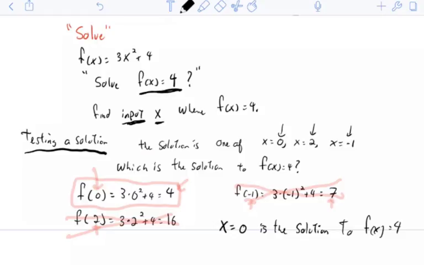Okay. So at this point in the game, we don't have any strategies for solving polynomials. We'll go over some soon. But the thing you need to know is that we can use evaluation to test a specific solution. And when you hear people talking about, hey, solve this, solve that, this is essentially what they're referring to. We're giving you the output, and we're asking you to figure out which input corresponds to that output. Okay?